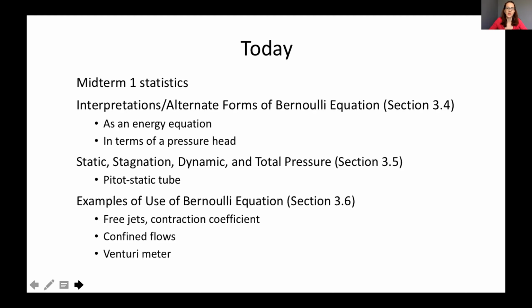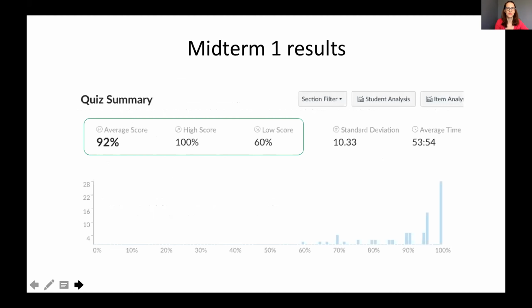right? So today we'll talk about some physical interpretations of the equation in terms of energy and pressure. We'll talk about the different terms of the Bernoulli equation as static, stagnation, dynamic, and total pressure. And then we'll look at applying the Bernoulli equation to different really common situations like free jets and flows out of an open tank, confined flows, and flow rate measurement.